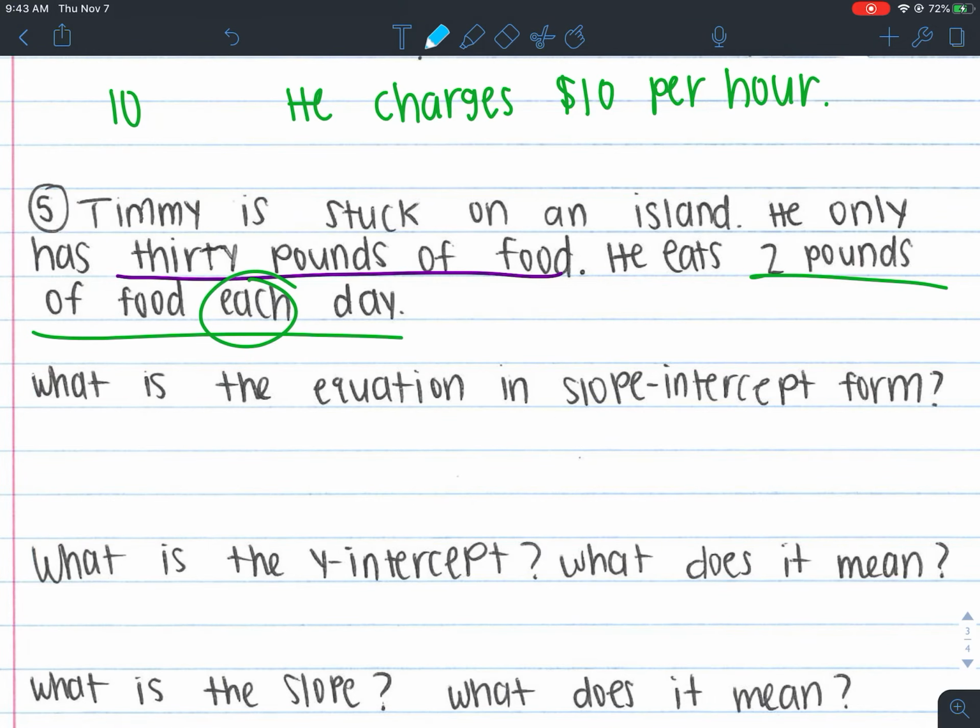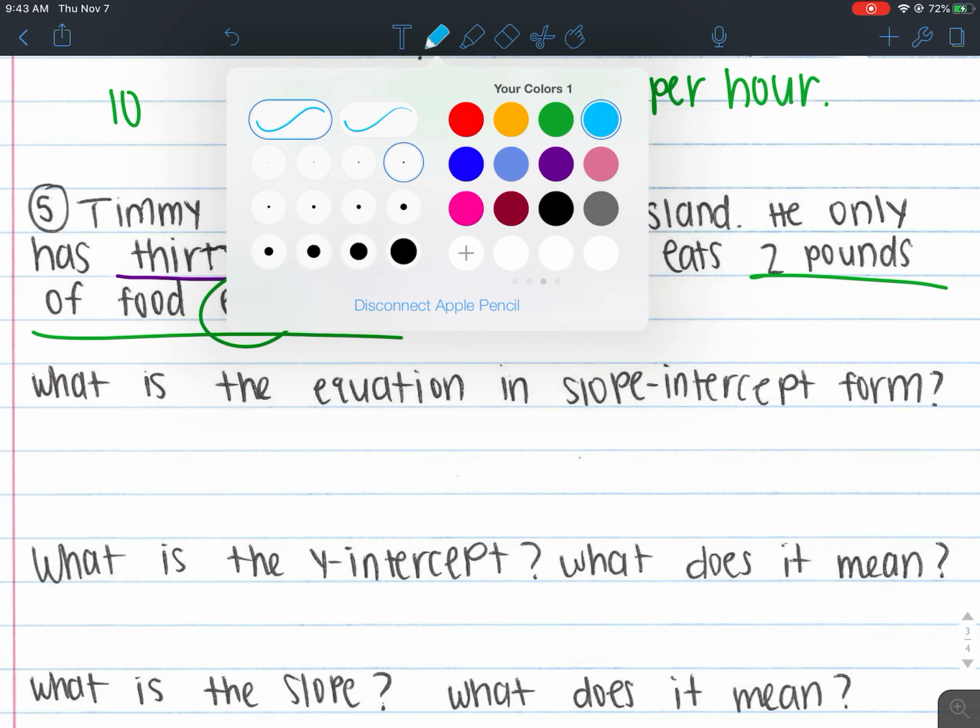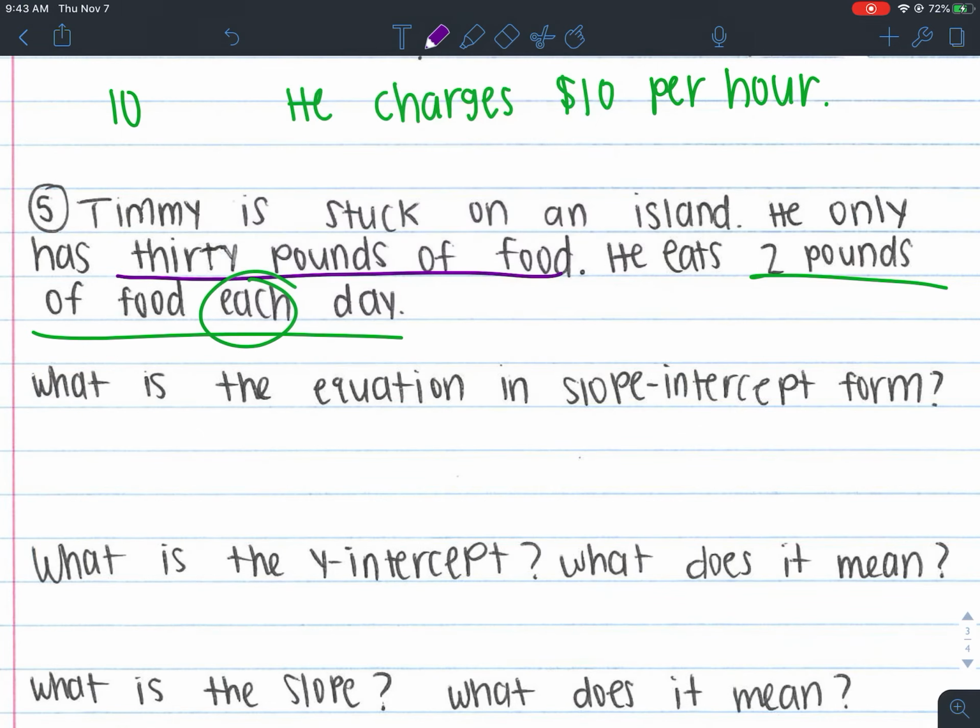And then our y-intercept would be how much we start with. Some people think about the y-intercept first, so let's go ahead and just do that first. Well, we know that he starts off with 30 pounds of food. I had two equations come up to me in class. These are the two equations that people came up with. Okay, so let's go ahead and look at both of these.